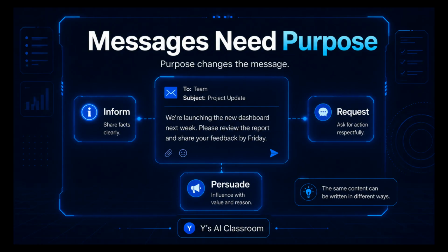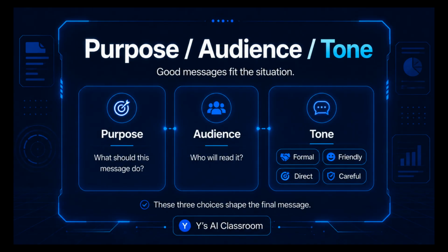AI can also help write messages, emails, and announcements. But the purpose must come first. Are you informing, requesting, persuading, apologizing, or summarizing? The same content can be written in different ways, depending on what you want the reader to understand or do. A good message needs 3 basic conditions: purpose, audience, and tone. Who will read it? What do they already know? What do they need to do next? Should the tone be formal, friendly, direct, careful, or encouraging? These choices shape the final message.